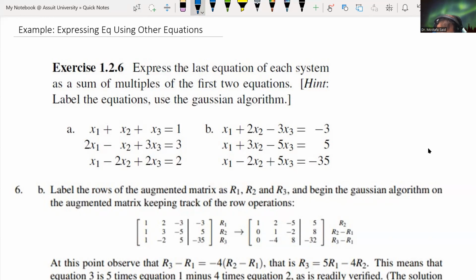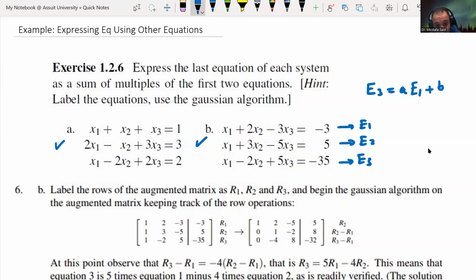Express the last equation of each system. So we have here two systems, problem A and problem B, as multiples of the first two equations. If we call this equation 3, equation 2, equation 1, what he's saying is to express the last equation, equation 3, as multiples of the first two equations. Let's call it A multiplied by equation 1 plus another constant, B, multiplied by E2 for equation 2. That's basically what you want.